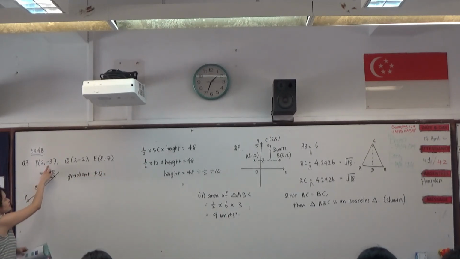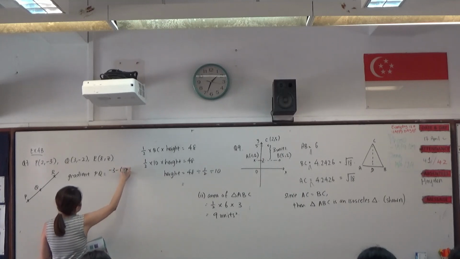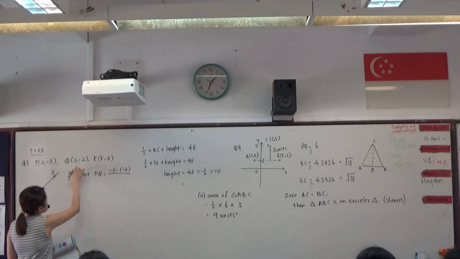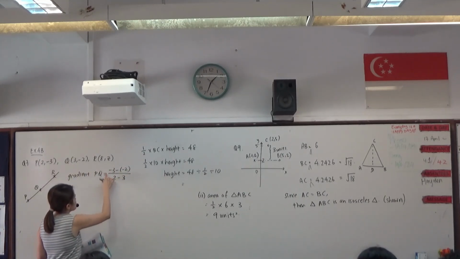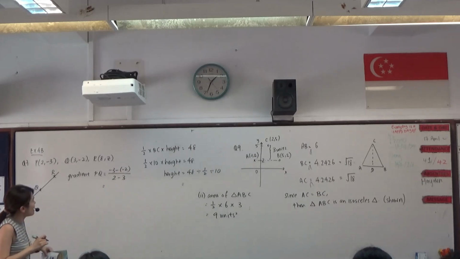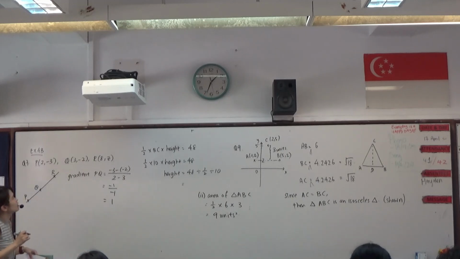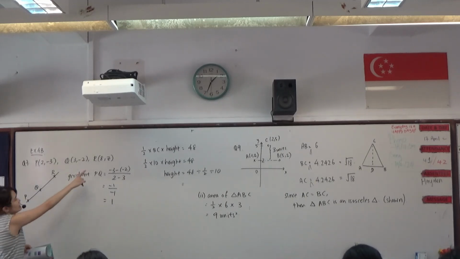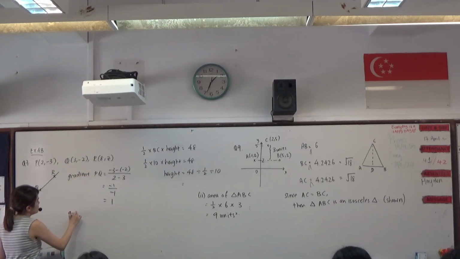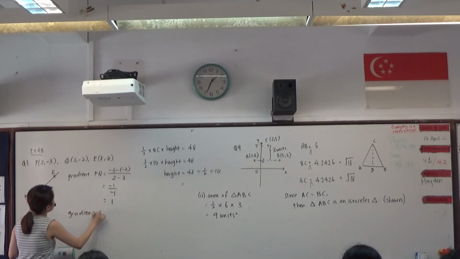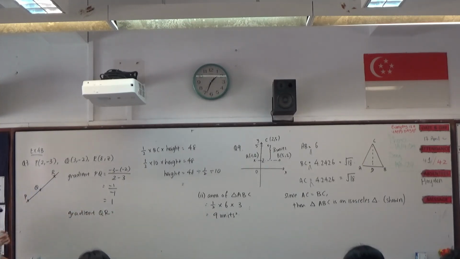Okay, that will give us -3 minus -2 over 2 minus 3. So this will give us -1 over -1. So this is 1. Then we need to find the value of Z. So maybe we find gradient of QR. If you want to choose PR also okay.